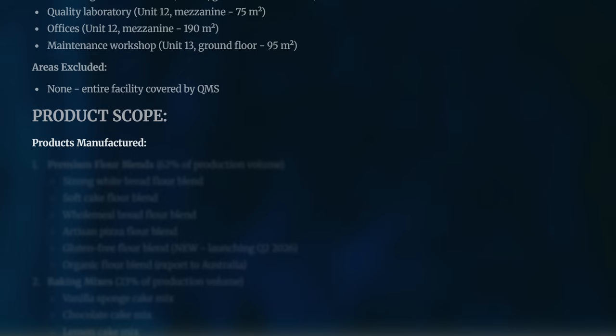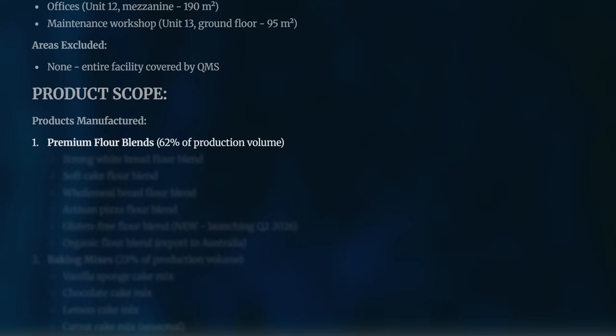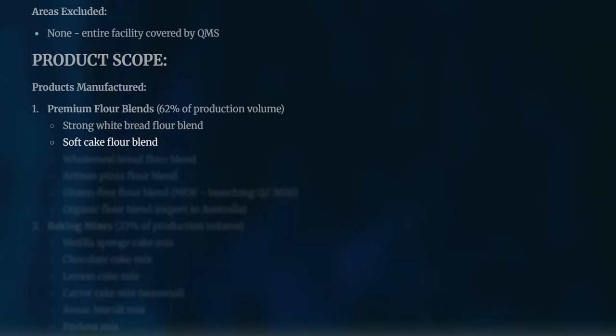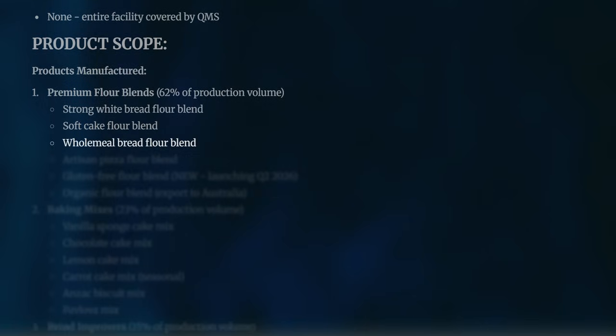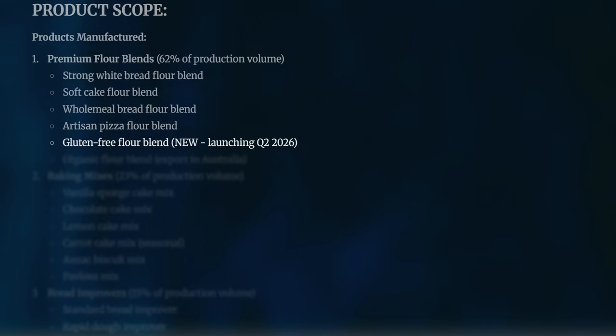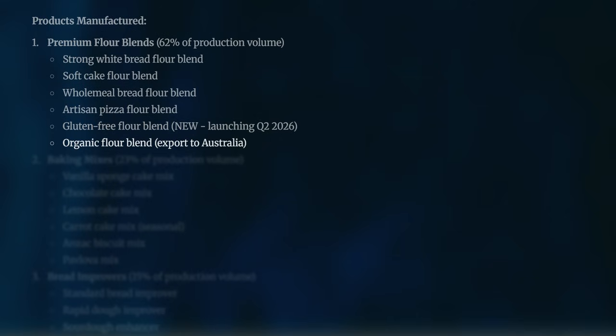Product scope. You have product manufacturing, line 1, premium flour blends, with 62% of the production volume: strong white bread flour blend, soft cake flour blend, wholemeal bread flour blend, artisan pizza flour blend, gluten-free flour blends, which is new and is launching in Q2 2026, and organic flour blends, export to Australia.